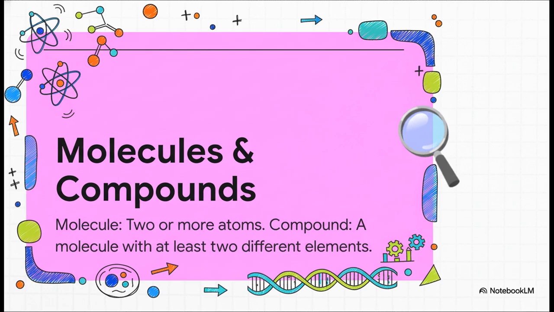Okay, so when these atoms link up, they form molecules. Simple enough, right? But here's a really key distinction, one that's perfect for an exam question. If that molecule is made of at least two different elements, like, say, hydrogen and oxygen, we give it a special name, a compound. Water, H2O, is the perfect example. So remember, all compounds are molecules, but not all molecules are compounds.